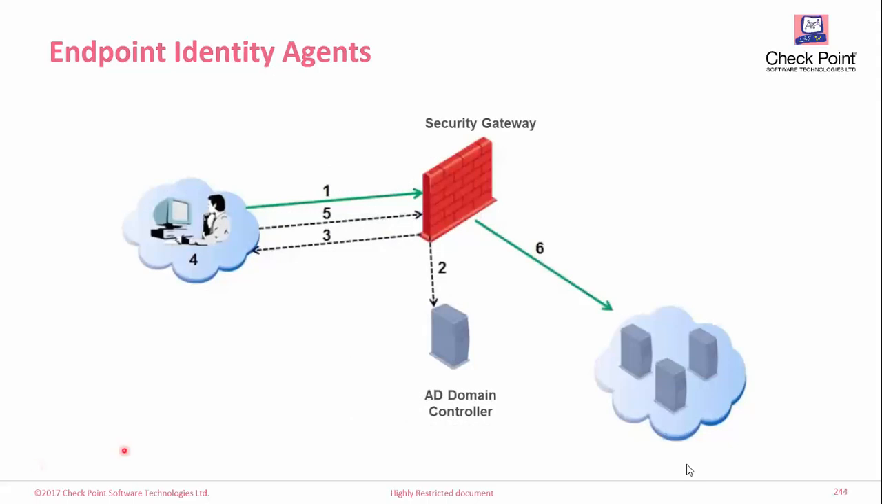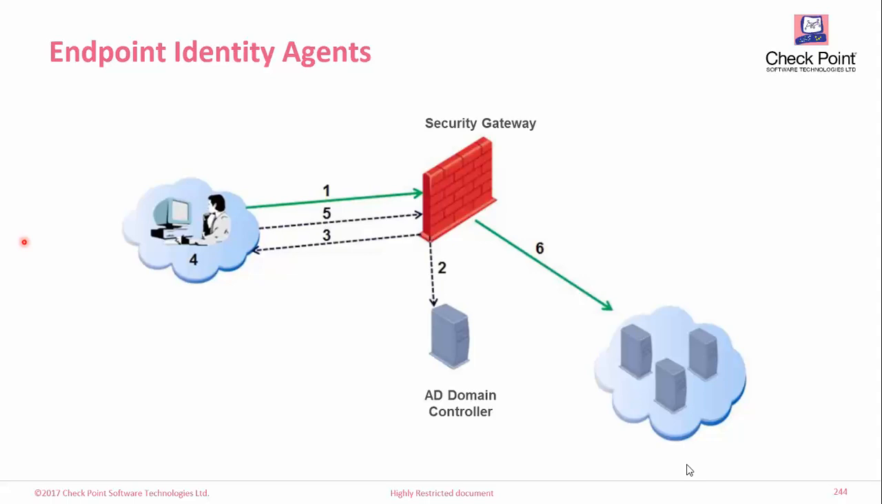Okay, so how does that work? Well, now we've got our Active Directory domain controller. The first thing is this guy is going to log into his domain. We've enabled identity awareness on our gateway, but it doesn't recognize this user. He's not in Active Directory. So the gateway is going to send a page to the user that shows the captive portal.